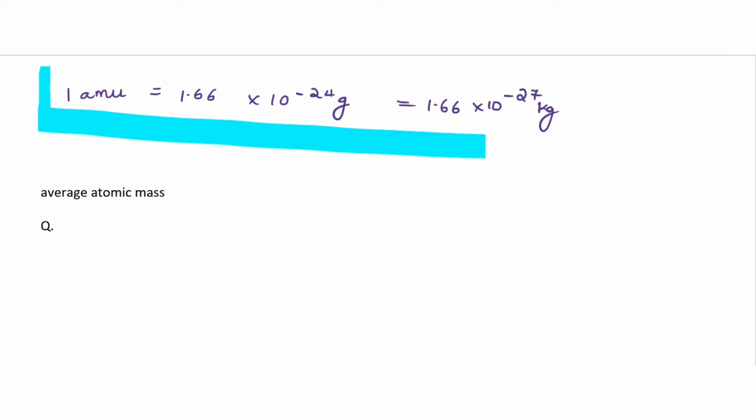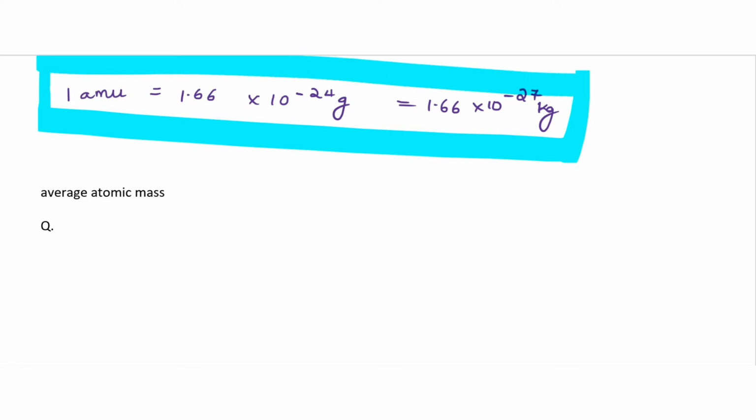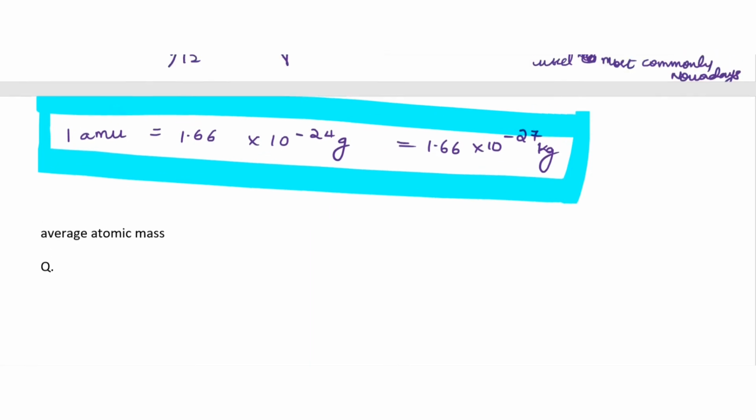So you should remember that 1 AMU is equal to 1.66 into 10 power minus 24 grams, or in kgs if you have to convert, it is minus 27 kgs. So this is an important conversion between AMU and kg that you need to keep in your mind. So before diving into the concept of average atomic mass, let me give you a few questions on finding the gram atomic mass, that is the AMU value of the molecular mass values of different compounds.